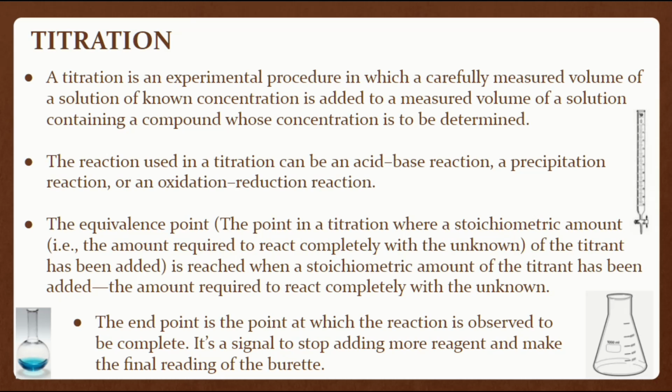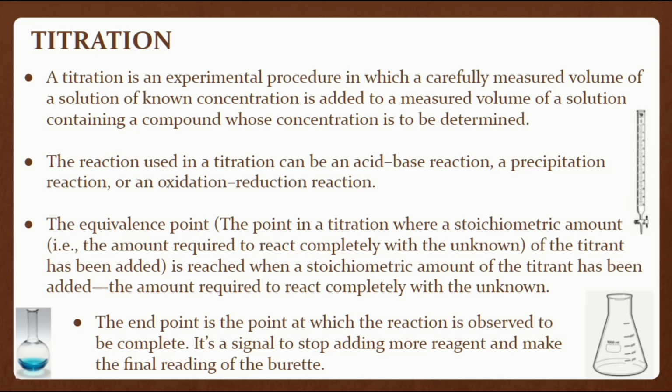A titration is an experimental procedure in which a carefully measured amount of a solution of known concentration is added to a measured volume of a solution containing a compound whose concentration is to be determined. The reaction used in a titration can be an acid-base reaction, a precipitation reaction, or an oxidation-reduction reaction. The equivalence point is the point in a titration where a stoichiometric amount, that is the amount required to react completely with the unknown, of the titrant has been added.